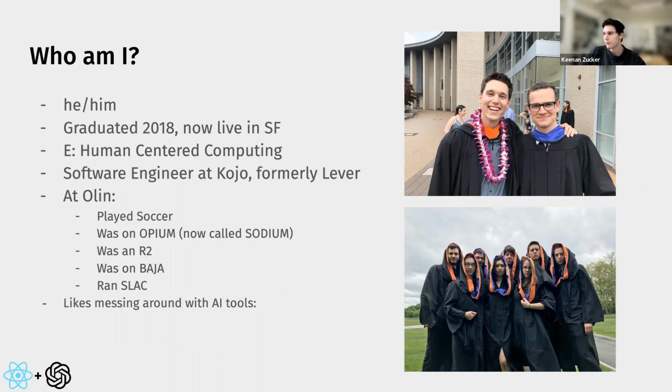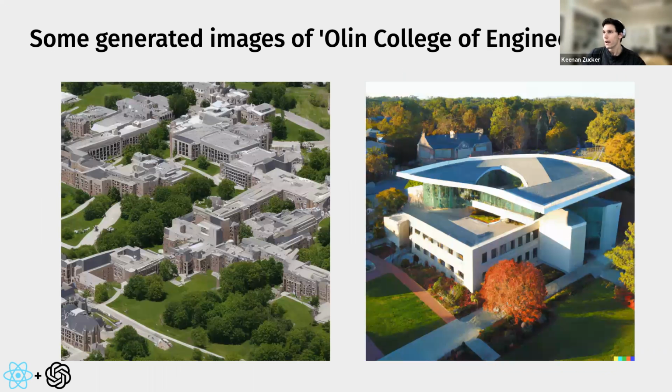At Olin, I did some stuff. I was an R2 my sophomore year, which was super fun. I did Baja, helped run Slack, was on OPM, that sort of stuff. And I like messing around with all these new AI tools coming out. I asked for Olin College of Engineering and got these two images, among some others, which I thought were pretty cool. Just imagine if Olin was that big. I love the one on the right, with this mega roof. It kind of looks like Olin a little bit, and the shape of the buildings isn't too wrong. Mega roof is pretty sweet. So maybe Olin needs to do a little construction.